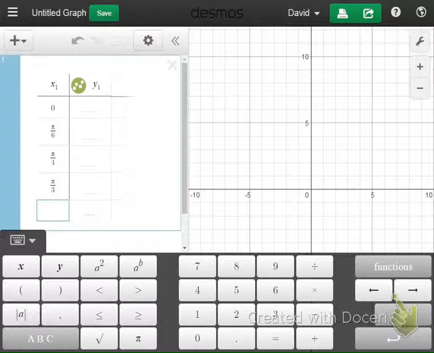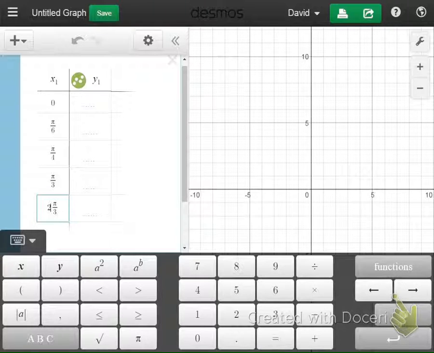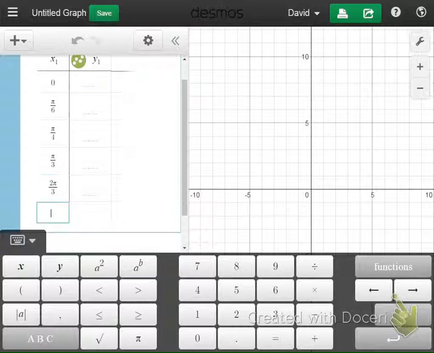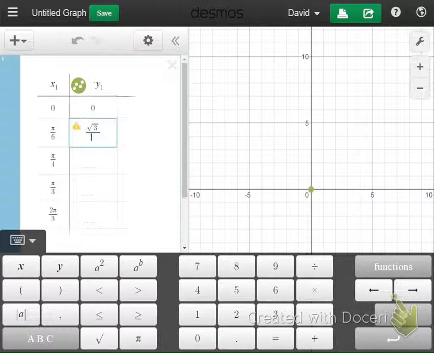The next one I would have would be 2 pi divided by 3, and I should put the 2 up here. There. So 2 pi thirds, and so on. You would continue this all the way down to 2 pi, and put the corresponding tangent values. So at 0, tangent is 0. At pi over 6, we said that tangent is root 3 divided by 3.